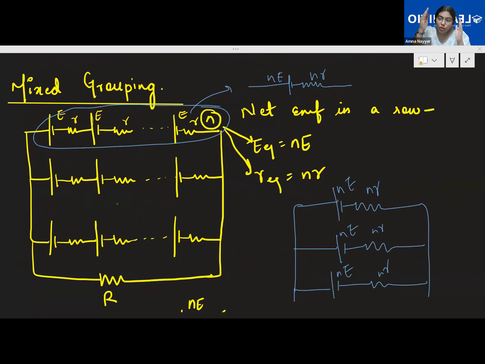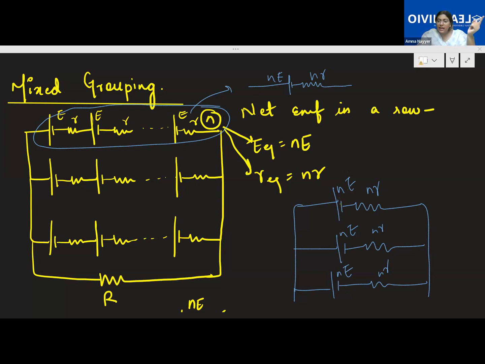Now, if I have those series cells and I connect them in parallel, then that is known as mixed grouping. So in that case, what happens? First, you solve each of the rows. Each row will give me nE and nr as discussed in the series part. Remember, each will give nE and nr. And then it's like you have nE, nr, nE, nr connected in parallel. So nE and r in parallel, the equivalent will still be nE because this is now in parallel.